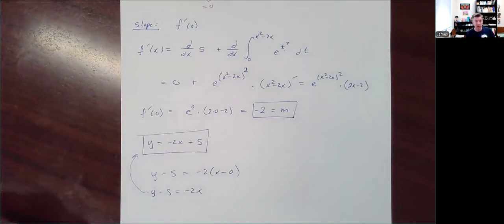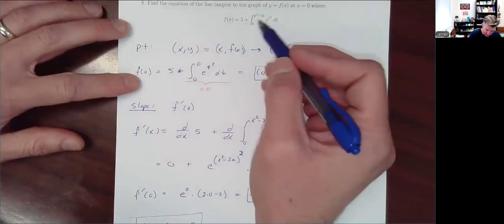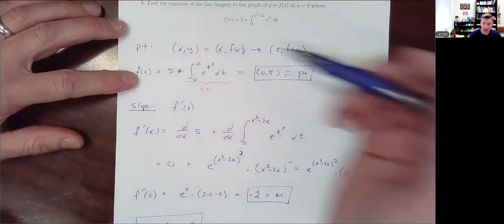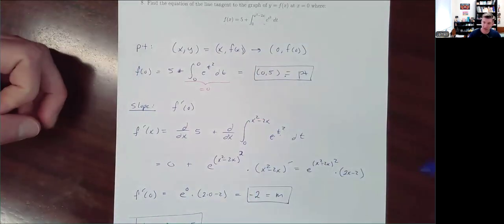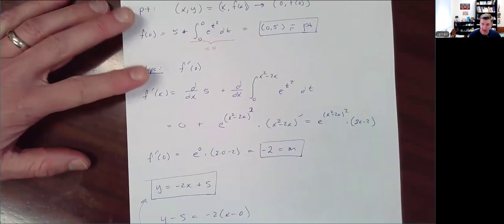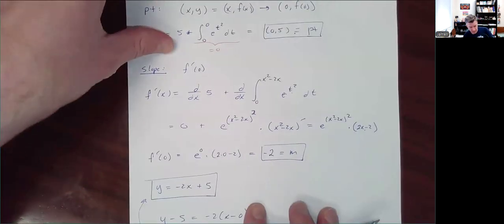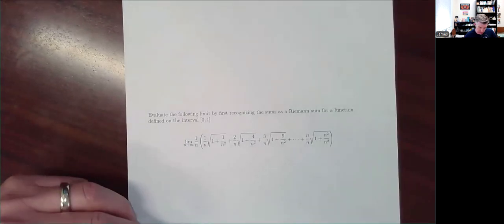Kind of weird question again. Really the point of this question, and again, in general, if you see an integral with a funky x thing up here, you're almost always going to be using the first part of the fundamental theorem of calculus to take the derivative of that, and then you have to multiply by the derivative of x squared minus 2x in this particular case. Okay, a couple more here.